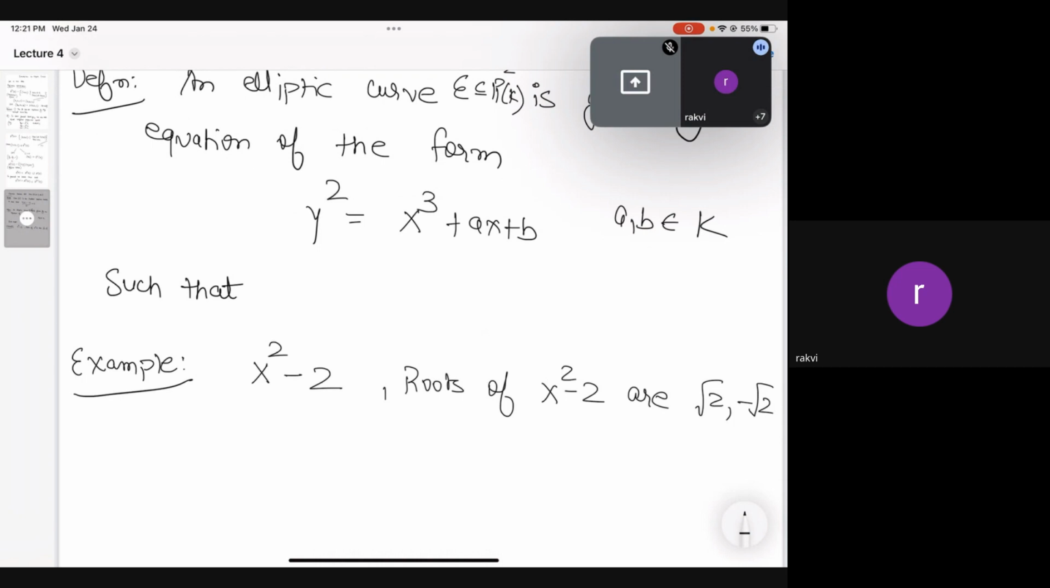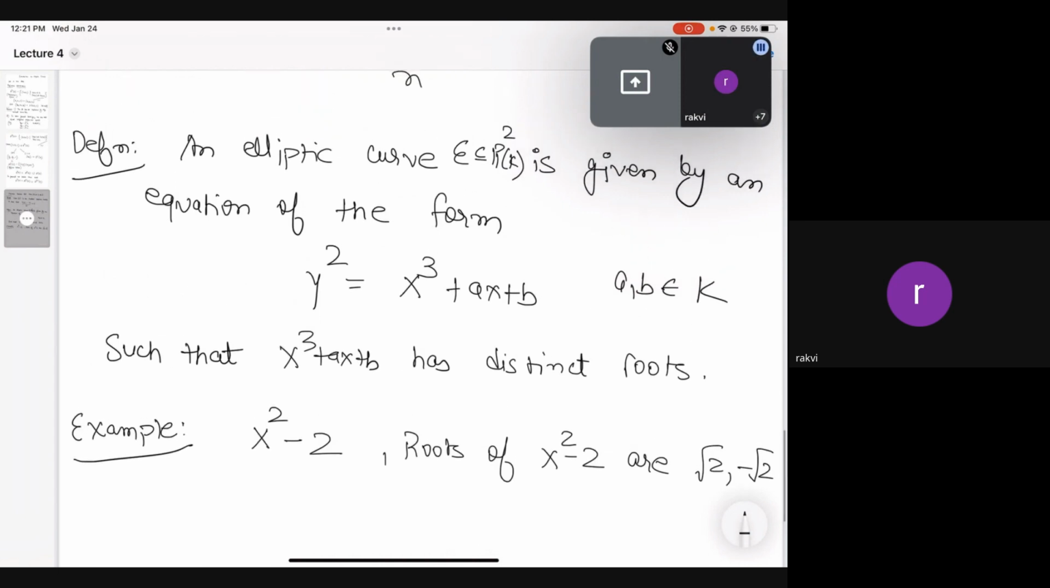So similarly, I'm talking about roots of this. The roots need not be defined over K; they'll be sitting in the complex numbers. So think of them as complex numbers, or a bigger field if you're talking about a finite field. So that x cube plus ax plus b has distinct roots. So this is my definition. I'll call an equation of this form an elliptic curve, provided the roots of my cubic polynomial are distinct.